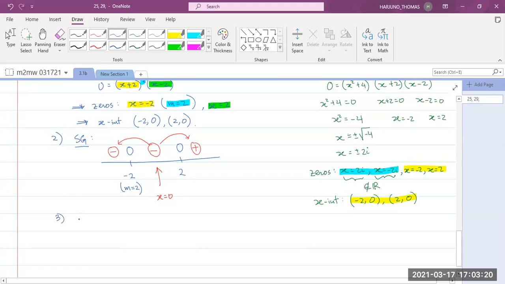Okay, now step 3. So we can say the function is positive on the interval 2 to infinity. The function is negative on -infinity to -2, not including -2, union -2 to 2.